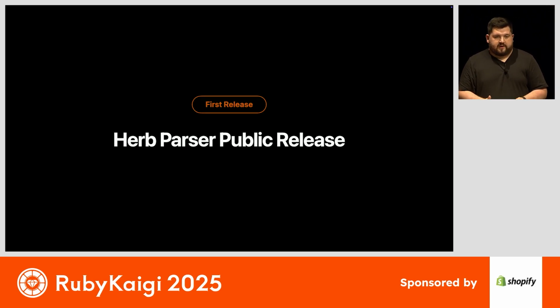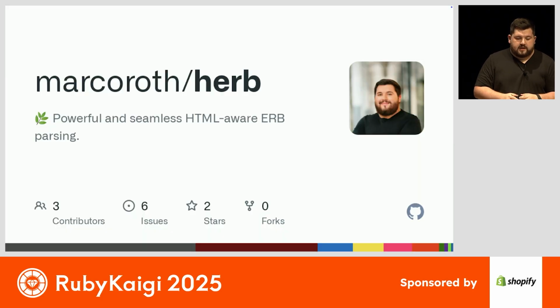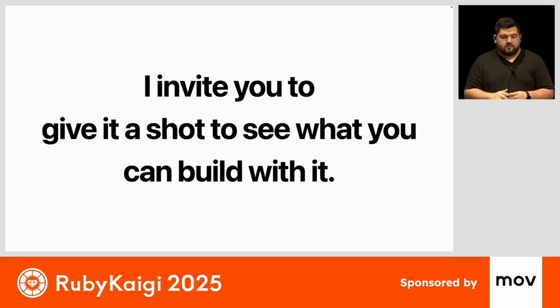And this is what's available today. This is the first public release I want to share today. This is now open source under my GitHub handle under /herb. And at least for me, this is now where the fun can begin. We have the foundation to parse and understand these ERB documents, and now we can build more advanced tools on top of it. So if this sounds interesting to you, I invite you to take a look at this and see if you have any ideas to build with this. And maybe we can improve the ERB tooling together.